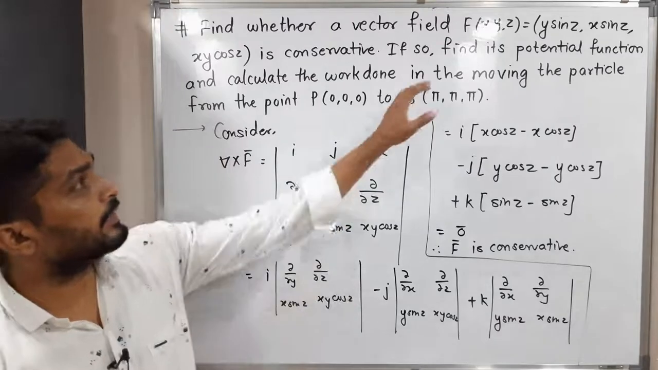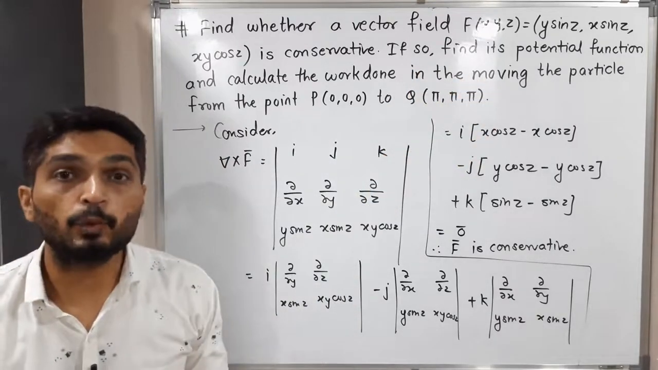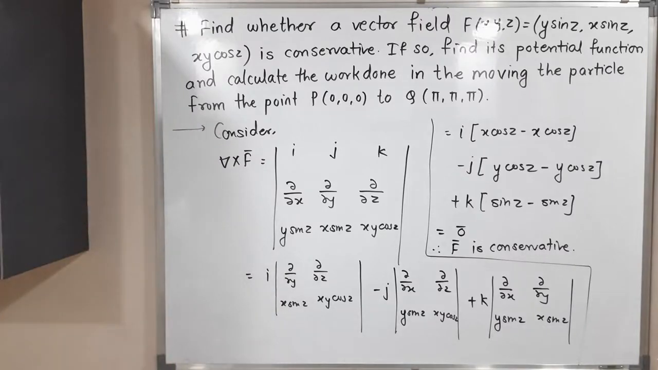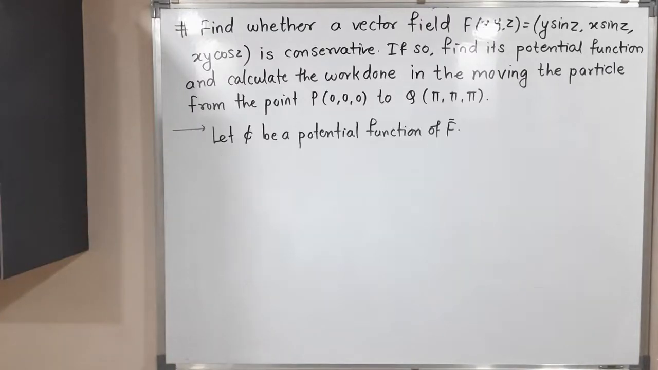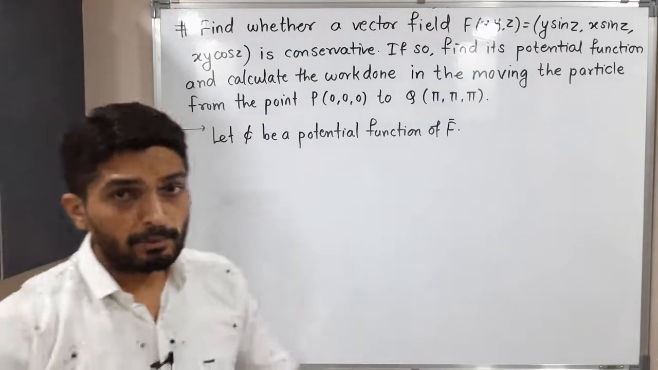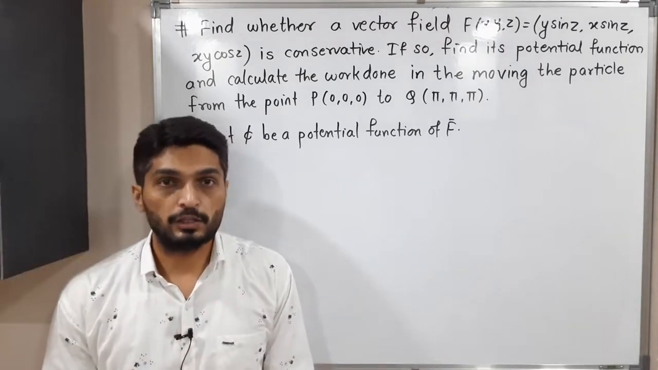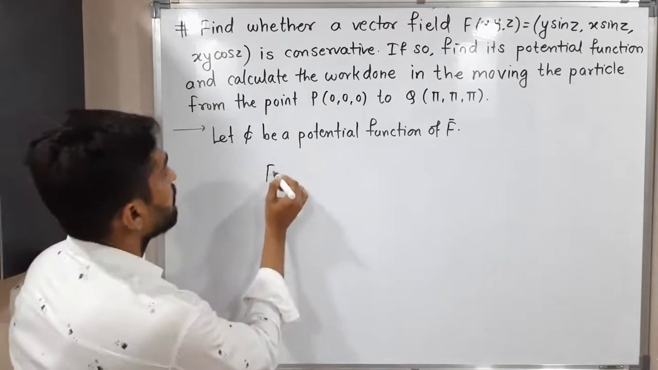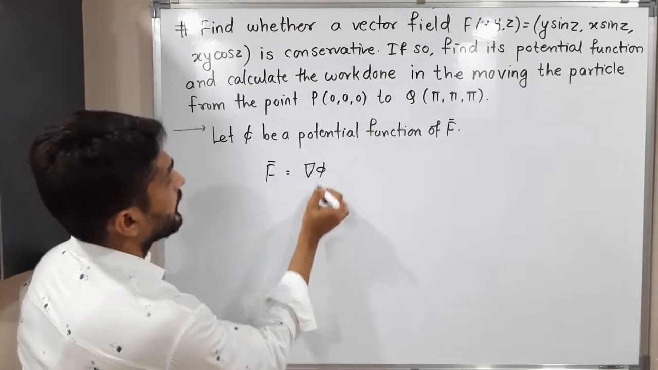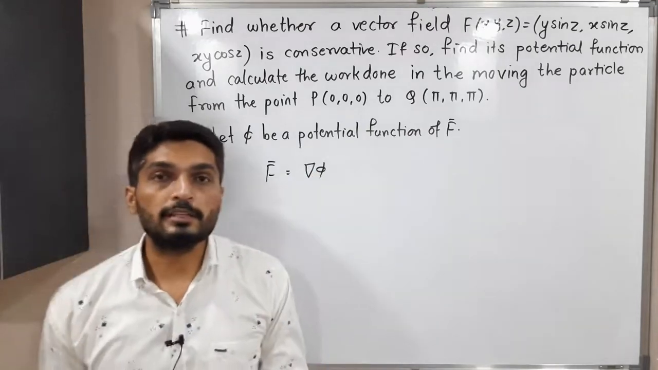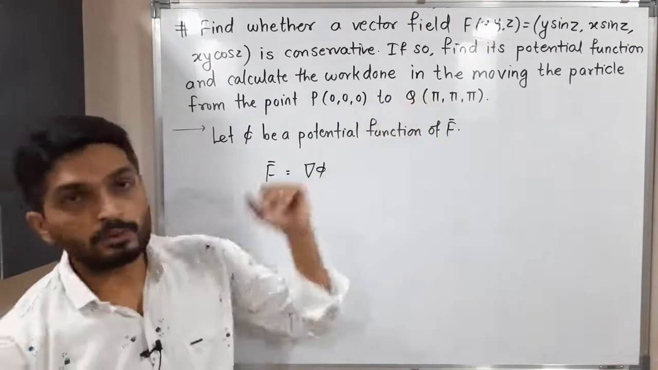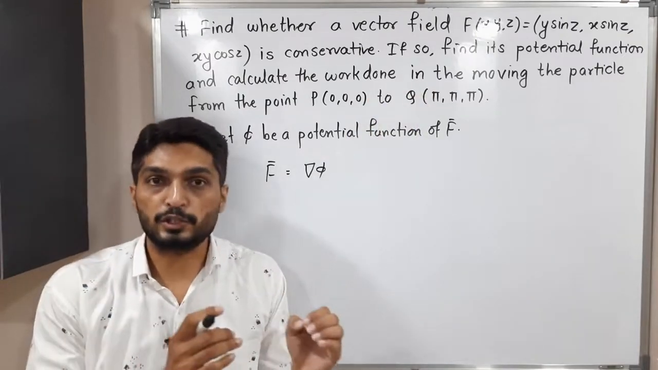After that we have the next question: find its potential function. Let us find its potential function. Let us consider phi be a potential function of f bar. Maybe you are thinking, what is a potential function? When we have a scalar field phi such that f bar is equal to del phi, that means the gradient of phi, then we say phi is a potential function of f bar. f bar is already given to us, so we simply have to find that potential function phi.